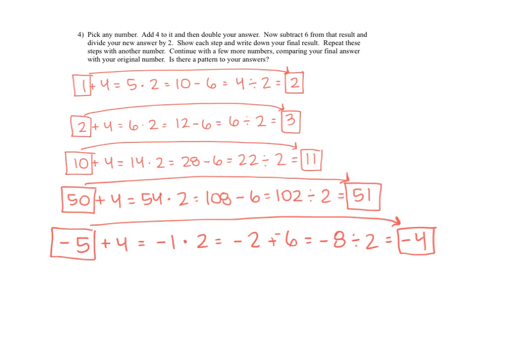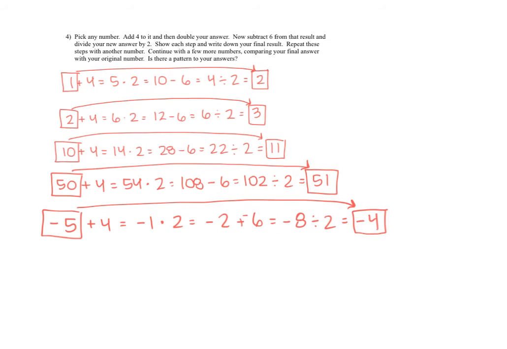So when I started with 1, I ended with 2. When I started with 2, I ended with 3. When I started with 10, I ended with 11. When I started with 50, I ended with 51. And when I started with -5, I ended with -4. So is there a pattern?